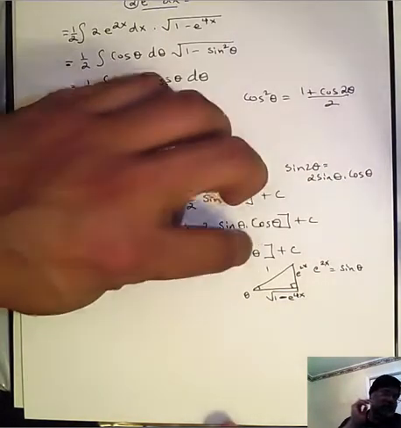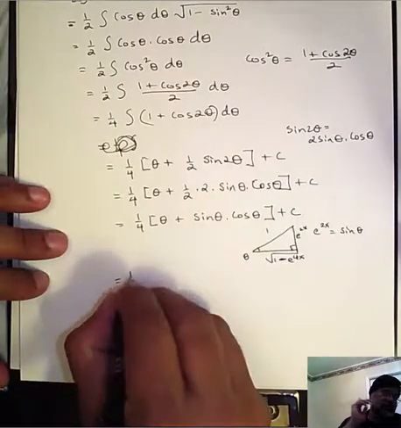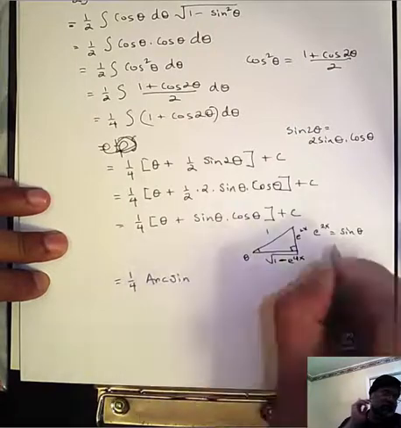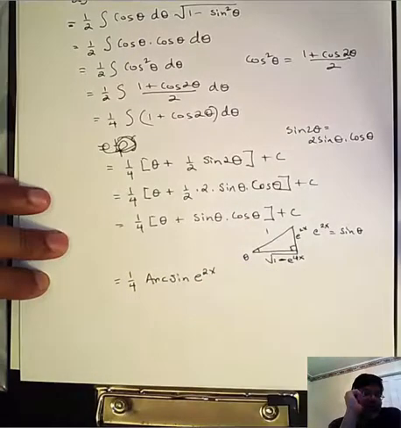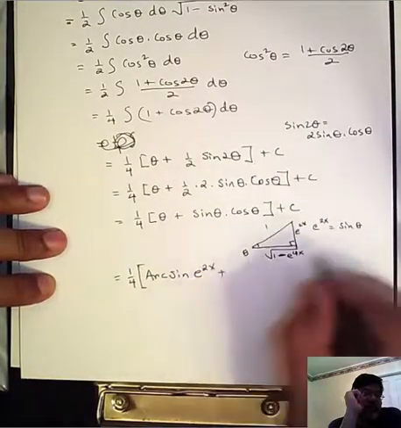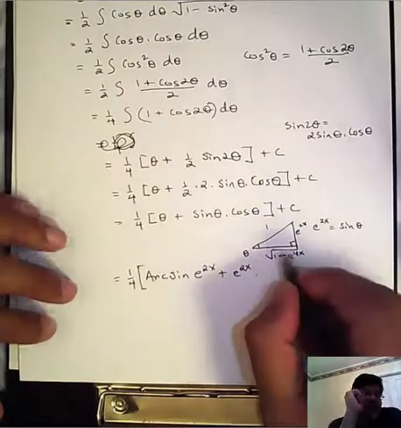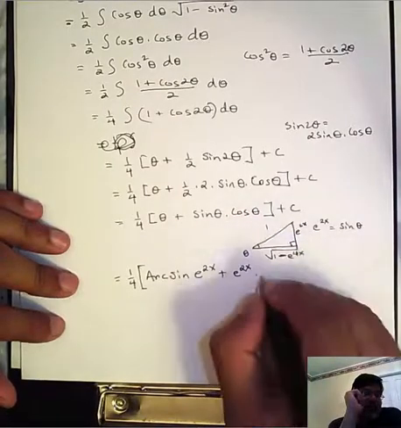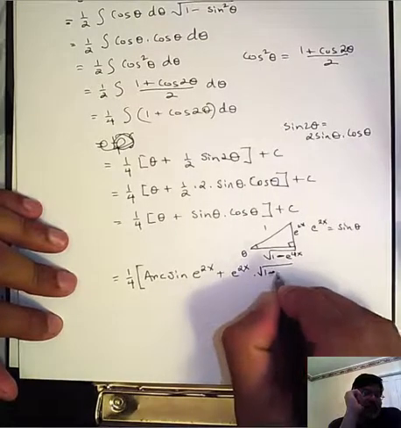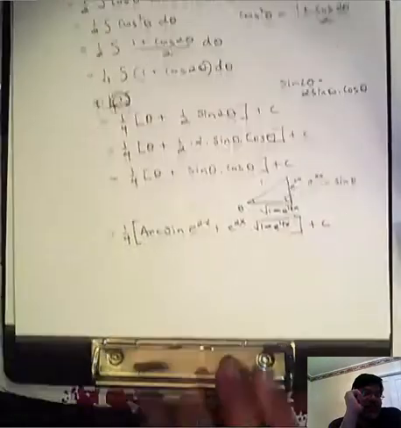Right? Now we're just gonna plug in sine theta, cosine theta, and theta itself. What is theta gonna be? That's right, arc sine e to the 2x. Okay? I'll multiply by 1/4, and then sine theta we know is e to the 2x. What's going to be the cosine theta? Well, adjacent over hypotenuse. So that's just going to be square root of 1 minus e to the 4x plus c. So that's your answer.